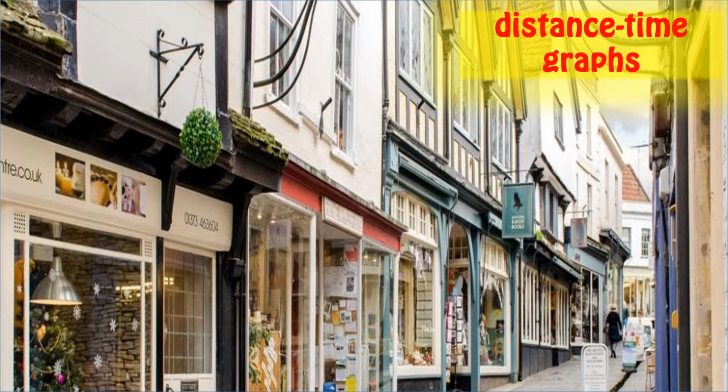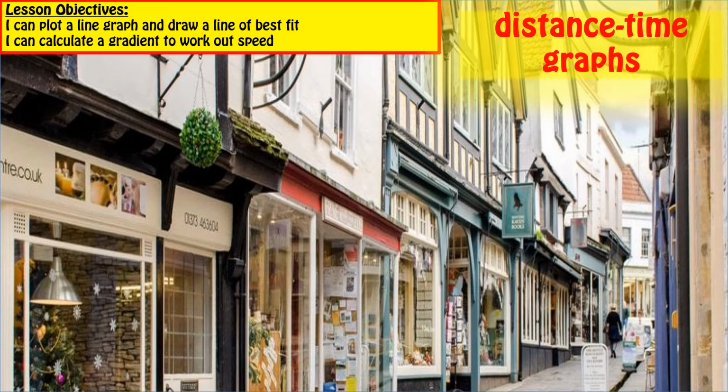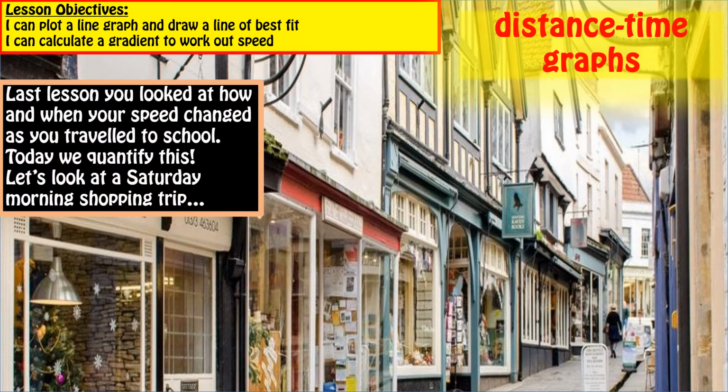Today's lesson 6 of our Forces 1 unit, and it's called Distance Time Graphs. Our objectives today are: I can plot a line graph and draw a line of best fit, and I can calculate a gradient to work out speed. And gradient is just a scientific or mathematical word that means how steep is a line or how steep is a hill.